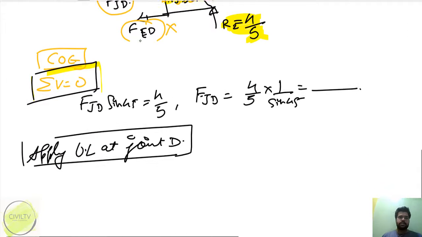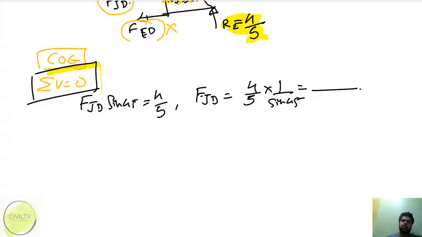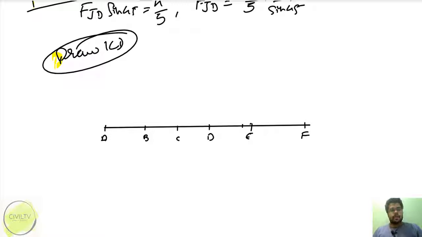This way I can build the entire influence line diagram by taking the force at every joint. So let's draw the influence line diagram. Alright, so let's draw the influence line diagram. This is the span of the truss. I've made it over here. The influence line diagram will look something like this when you put in the values.